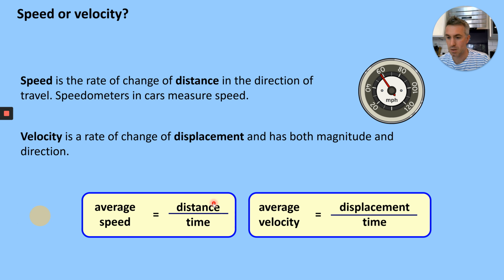So this distance will be a bigger number than this displacement. This time will be the same. So your average speed will be higher than your average velocity. Like our velocity will be 12 meters per second that way, or that way, or that way. Speed and velocity will both be meters per second or miles per hour. One has direction, the other one doesn't.